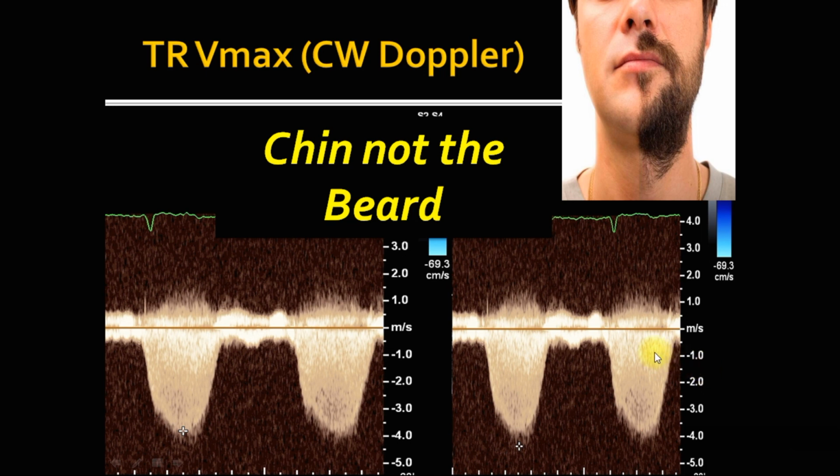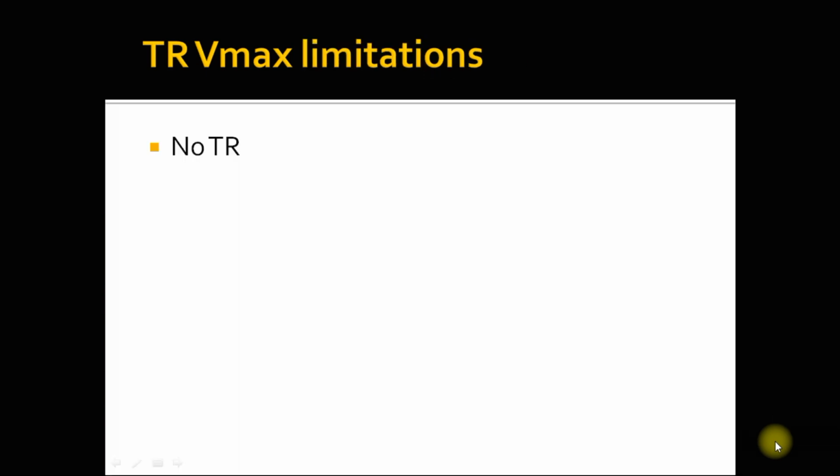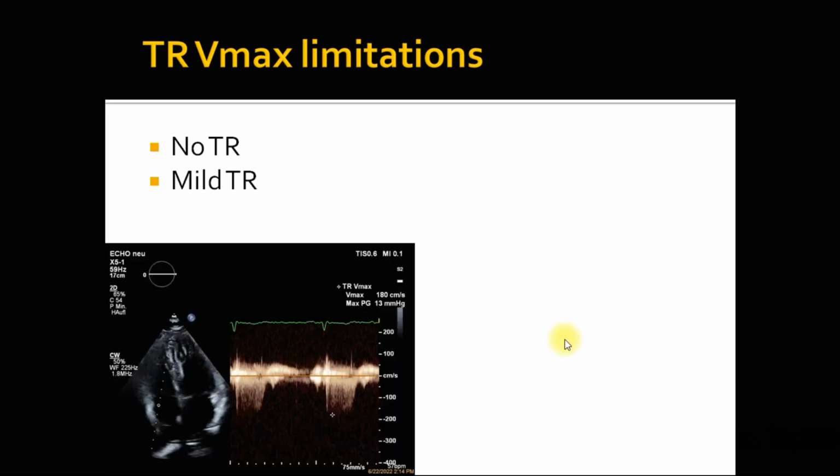In order to use the modified Bernoulli equation, we need a tricuspid regurgitation jet. But what if we have no tricuspid regurgitation? When we don't have a tricuspid regurgitation jet, we don't have to measure the pulmonary artery systolic pressure. As long as the patient has no tricuspid regurgitation, that means his pulmonary artery pressure is most probably normal. Sometimes we have patients with mild tricuspid regurgitation, and the signal is relatively weak.